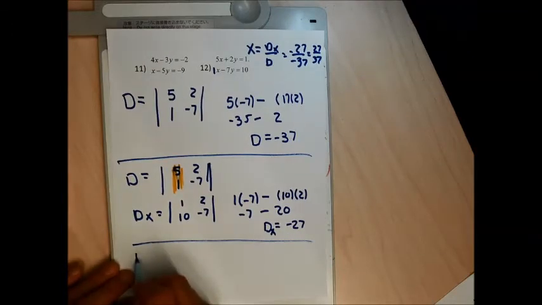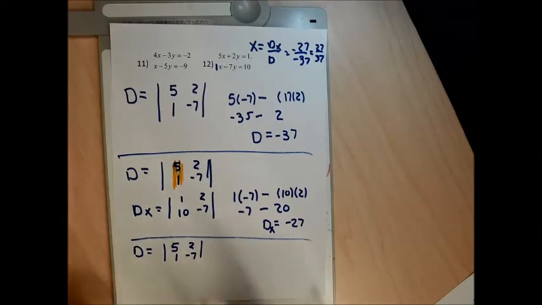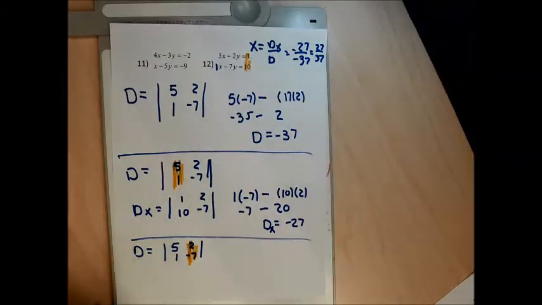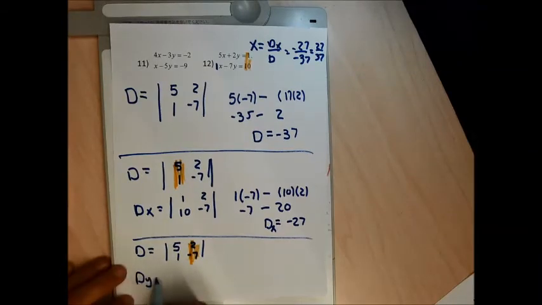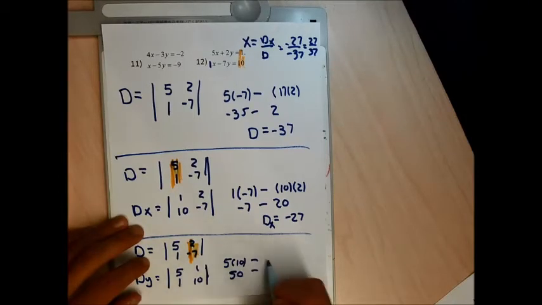So I'm kind of done with the x portion of this. Now I'm going to move on to the y portion. For the y portion, I'm going to take the D matrix, which is 5, 1, 2, -7, and change the y column to the numbers in the equal column. So my D sub y is going to be the 5 and 1, and then 1 and 10. And I'm going to cross multiply. I'm going to go 5 times 10, which is 50, minus, and go up 1 times 1, which is 1. 50 minus 1 is 49. So D sub y is 49.